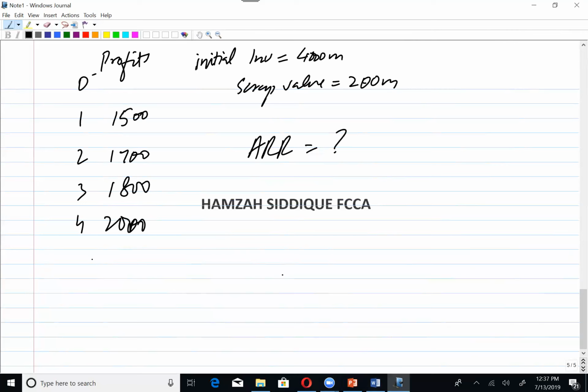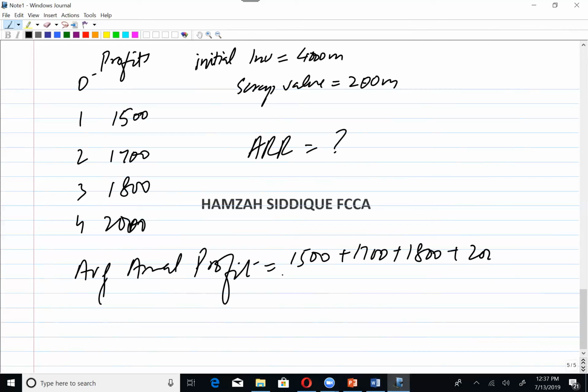First of all, we need to calculate the average annual profit. We will add all 1,500 plus 1,700 plus 1,800 plus 2,000, divided by number of years, 4. And then we will get the answer. It is 1,750. 1,750 is the average annual profit.